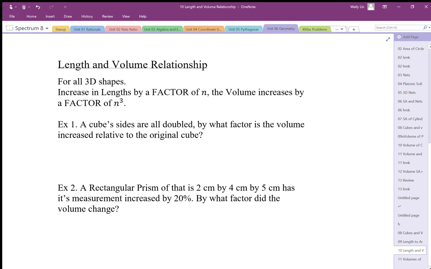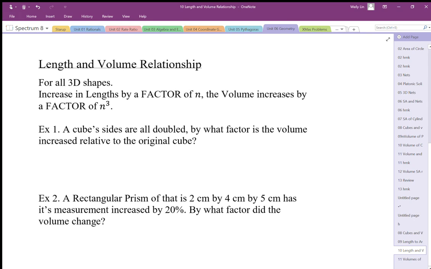Last notes, we looked at the length and area relationship. We also looked at the length and volume relationships, and we worked out that for the length and area relationship, the factor increases by the square. So if I double the length, I increase the area by a factor or a multiplier of 4, or 2 squared.